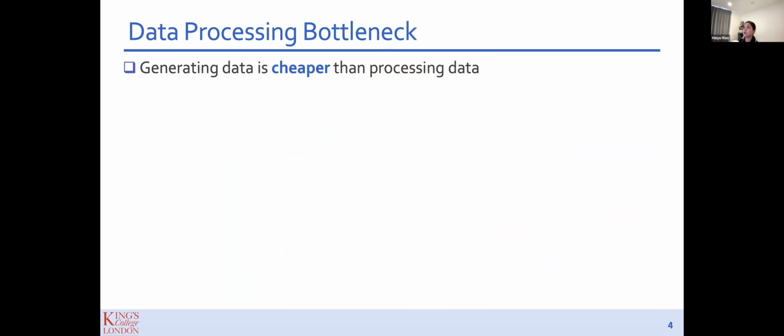So basically, we have a data processing bottleneck nowadays, because generating data is cheaper than processing data. Here is a quick example for you. Maybe you can quickly understand the situation.